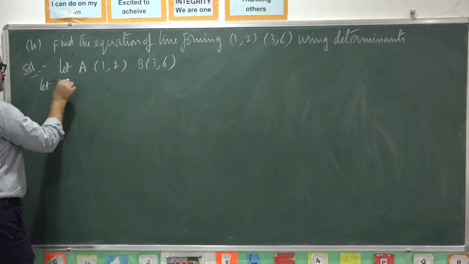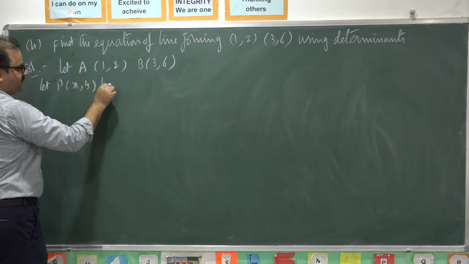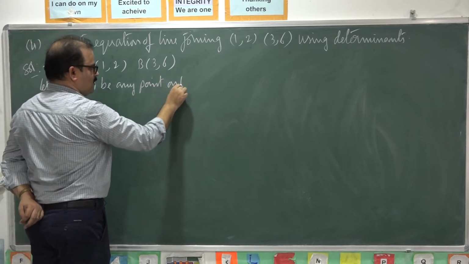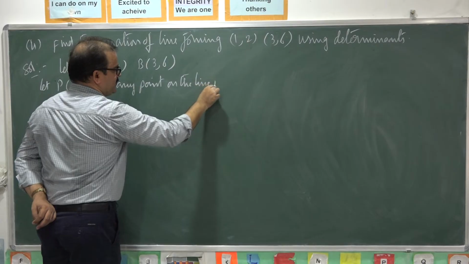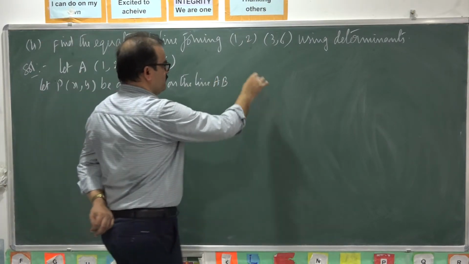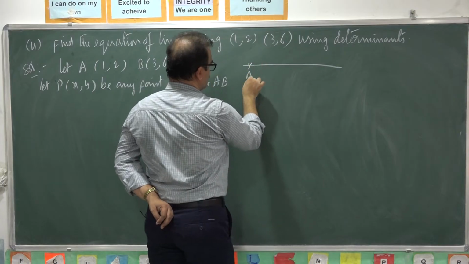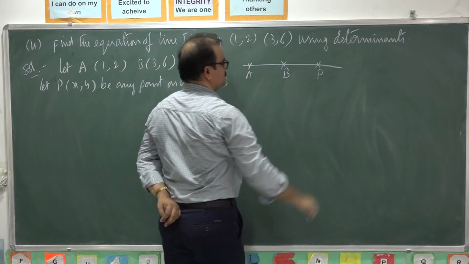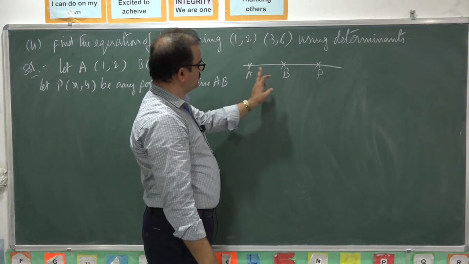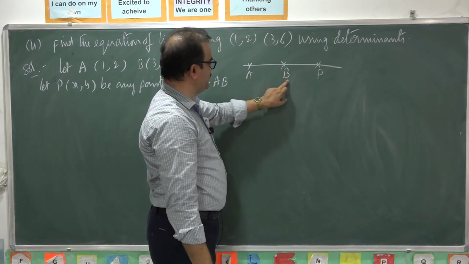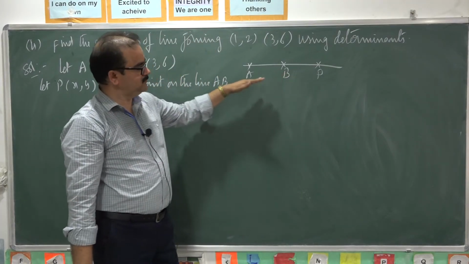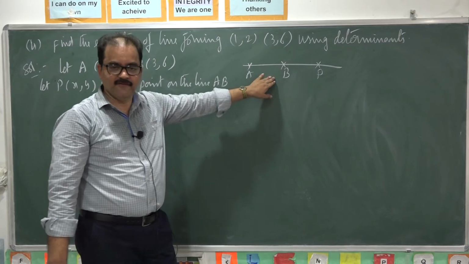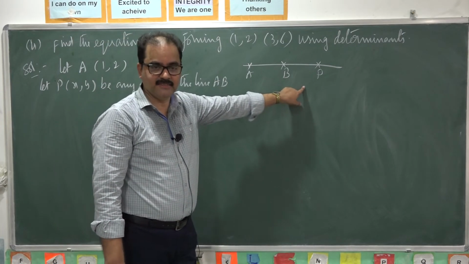Let P (x, y) be any point on the line AB. Here we want to find the equation of the line joining 2 points A and B. On this line, you take another point P (x, y). Now these 3 points A, B, P are collinear. They lie on the same line. If 3 points are collinear, then the area of the triangle formed by these points is 0.